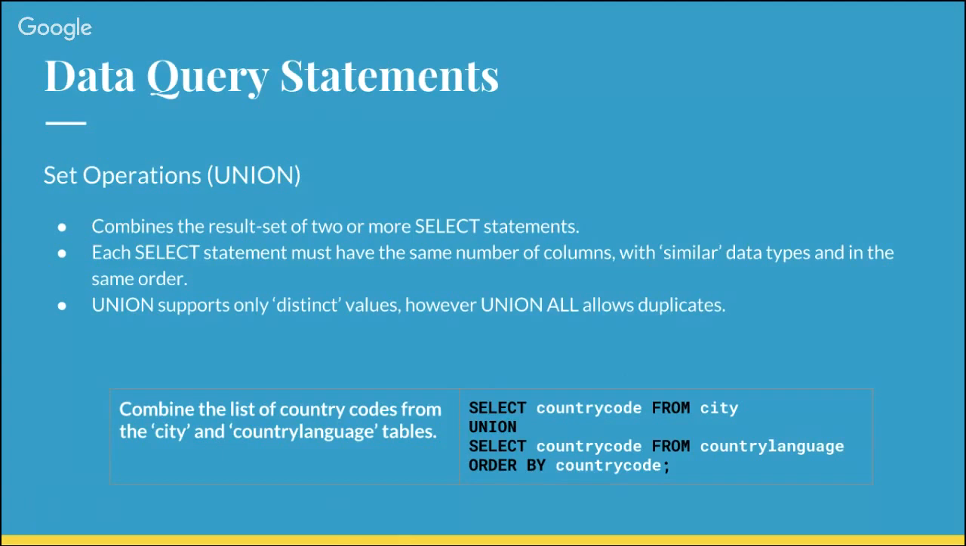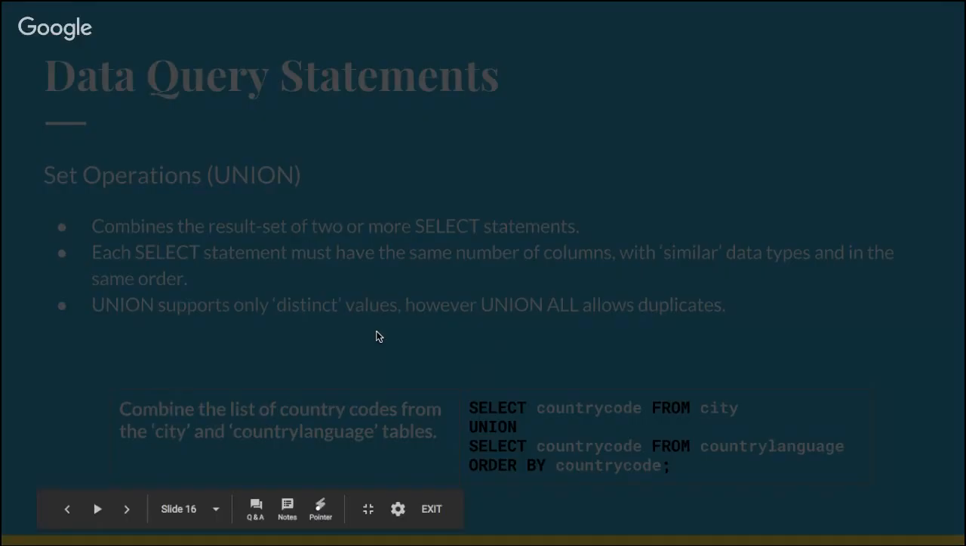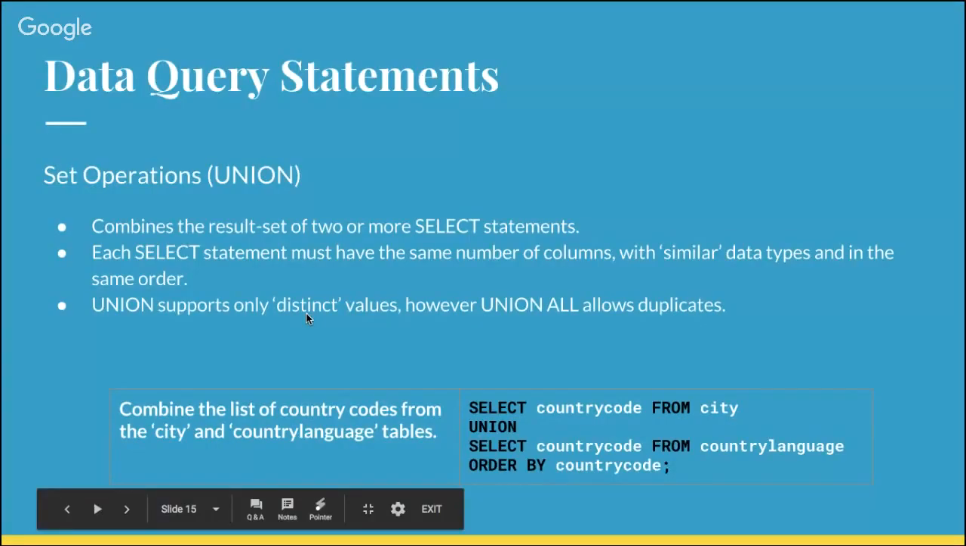So let's say you have ID and name in the first one. You cannot have name and ID in the second one. You have to flip the order. You have to make sure that both result sets have compatible data types and order. Union removes duplicates, but if you want to keep duplicates, you use union all instead of union.